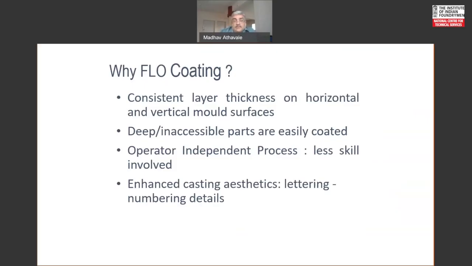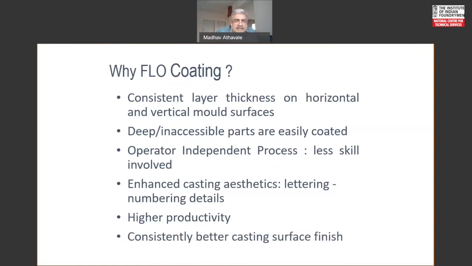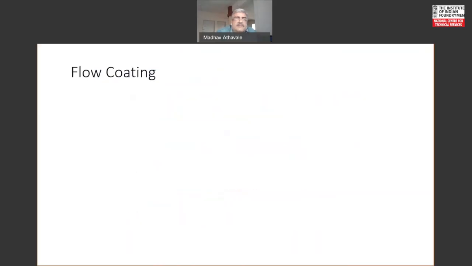So casting looks better, aesthetics is better, surface finish is smoother, lettering and numbering details are very, very sharp. This is especially true in case of castings like valves. And productivity is high as compared to brush or swab or even spray. Flow coating gives you higher productivity as well, and consistently better casting surface finish.